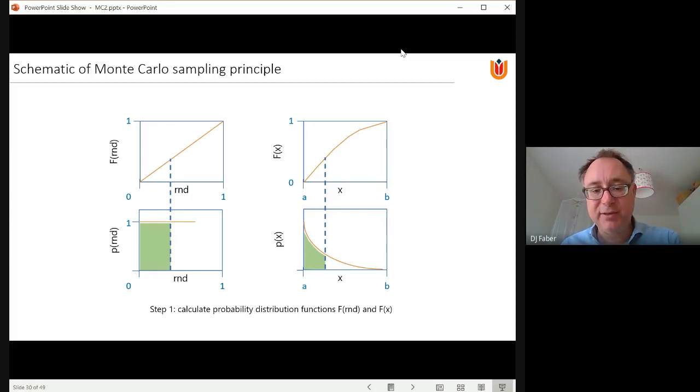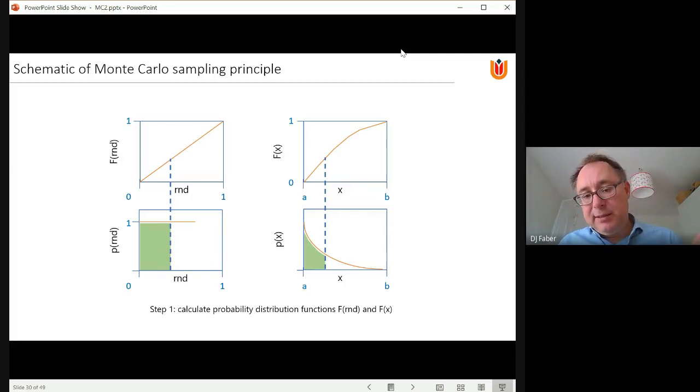So p of x on the right-hand side is the probability density function of the random variable. F of x is the cumulative distribution function of p of x. So that is something that we can do for the random variable that we want to calculate. We can also do that for the random variable that the computer generates, and that is what you see on the top left. So if the probability density function for the uniform random number is constant, then the cumulative distribution function for the uniform random number is going to be a straight line from 0 to 1.